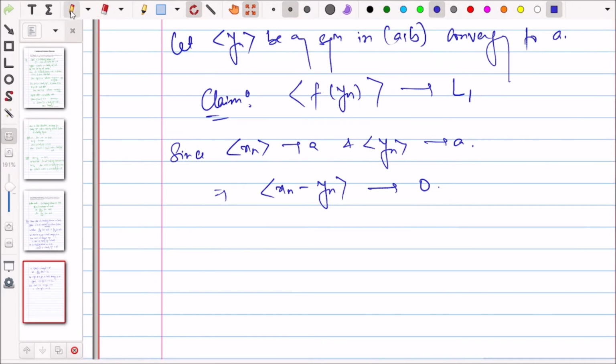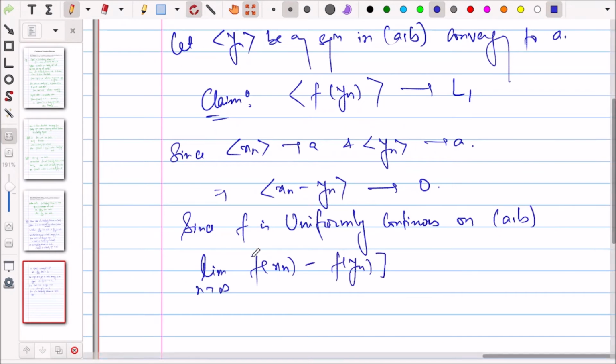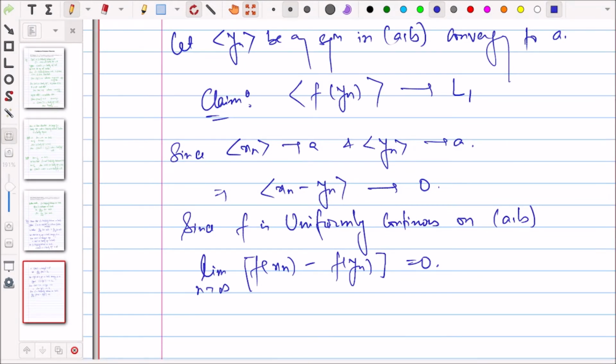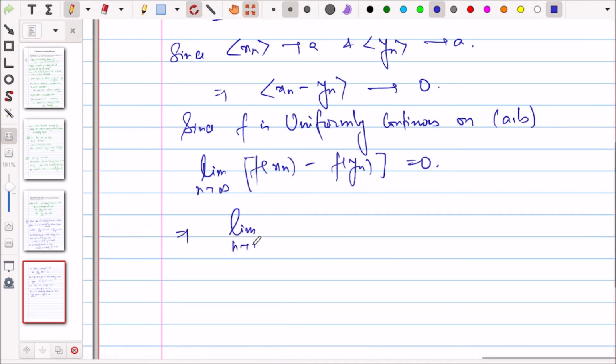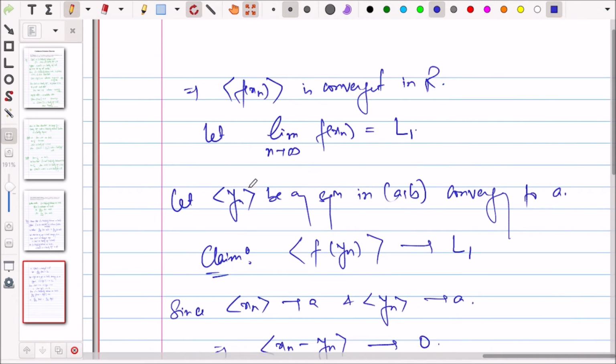So since f is uniformly continuous on (a, b) and x_n minus y_n converges to 0, the limit as n tends to infinity of f(x_n) minus f(y_n) has to be equal to 0, because f is uniformly continuous on (a, b). So this limit should also converge to 0 by uniform continuity of f, and this implies the limit as n tends to infinity of f(x_n) is equal to the limit as n tends to infinity of f(y_n). f(y_n) will converge because y_n is a Cauchy sequence, so f(y_n) will be a Cauchy sequence, and it will converge to L1.